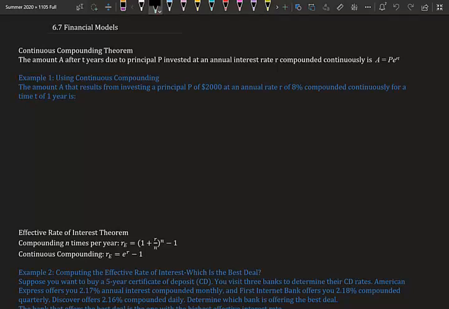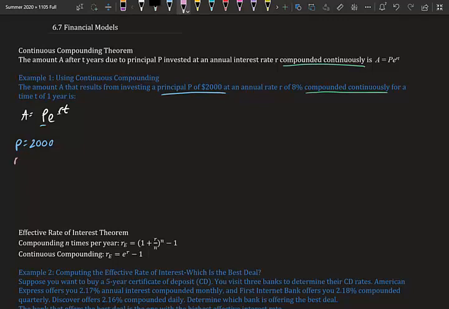So how do I know I'm going to use this formula? Because it says compounded continuously. That's why. So we know we're going to be using A equals P times e to the power of RT. So it's telling us that P is 2,000. E is just E. It's like pi. Leave it as E. E is a value.